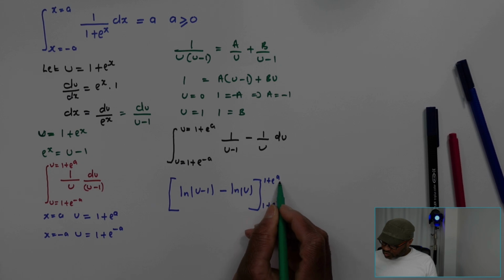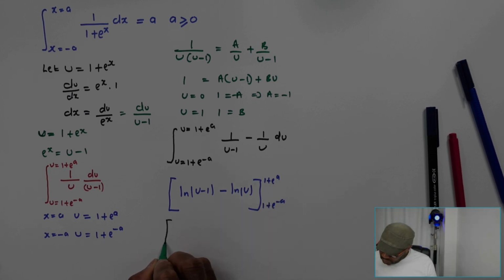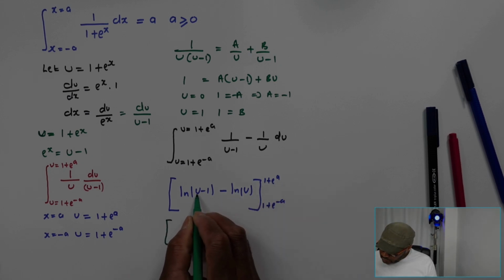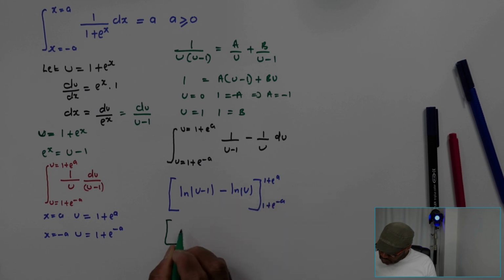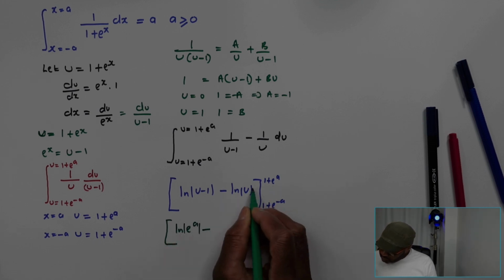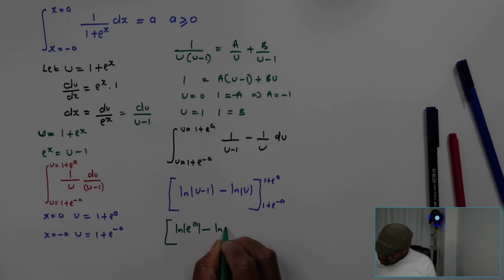So I'm replacing u as those. And so we get, if I put that into there for u, that 1 will cancel the 1, so I get ln e to a minus, if I put that there, I get ln 1 plus e to a, and I want to take that away, so that'll be minus.